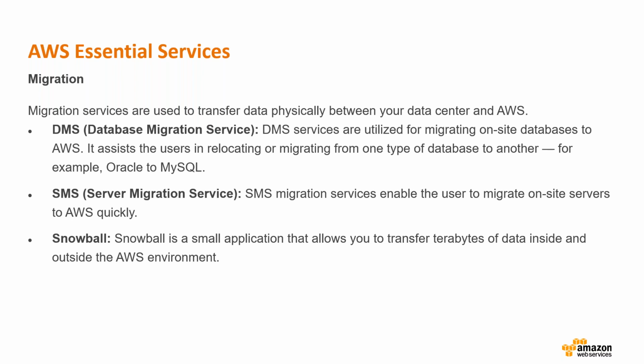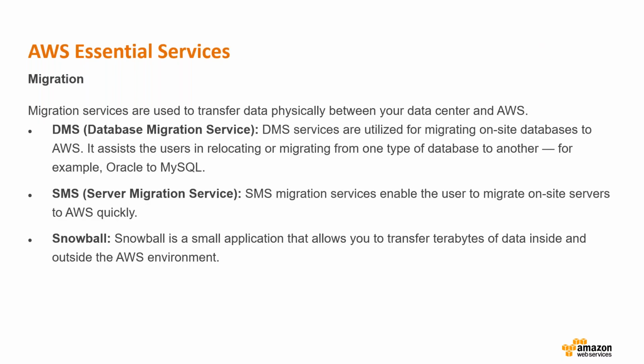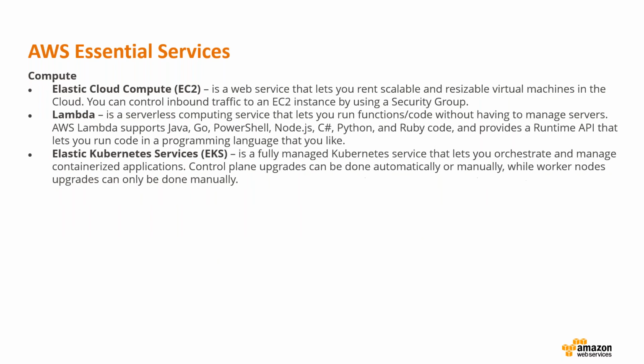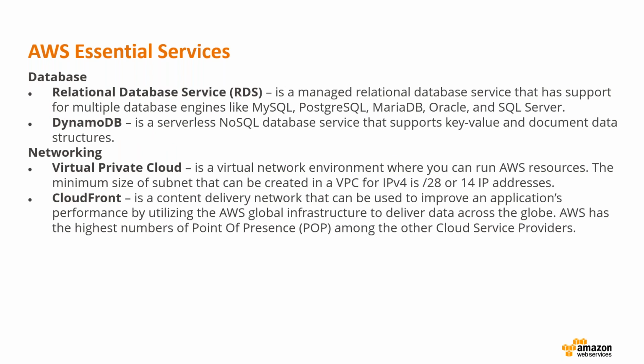Lastly, AWS also provides services for migration. If someone is looking to migrate from on-premises to AWS, they use DMS, Database Migration Service, SMS for server migration, and Snowball for application migrations. So this is about AWS essential services. I'm going to explain each and every service, no worries. This is just normally given for your understanding.